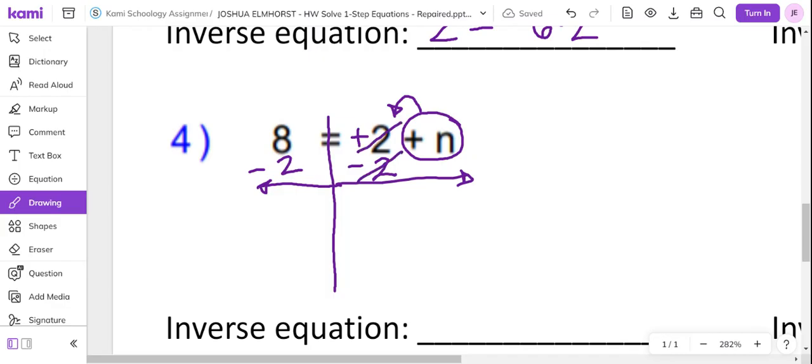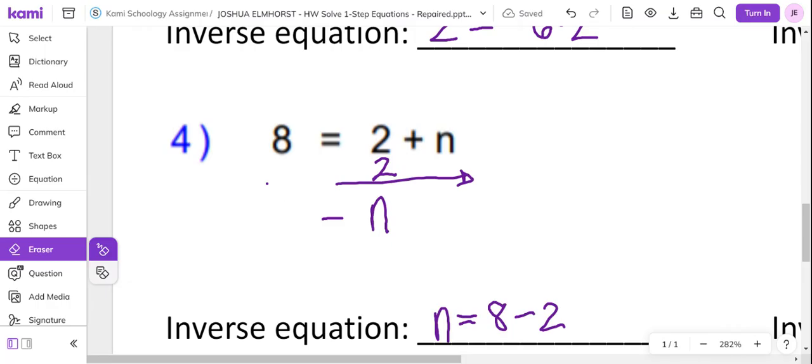Now this is going to cancel. Now we're left with n as the variable, and n is equal to whatever we did on the other side. So what is 8 minus 2? 6. All right, so what did we do to solve? We had n is equal to 8 minus 2.